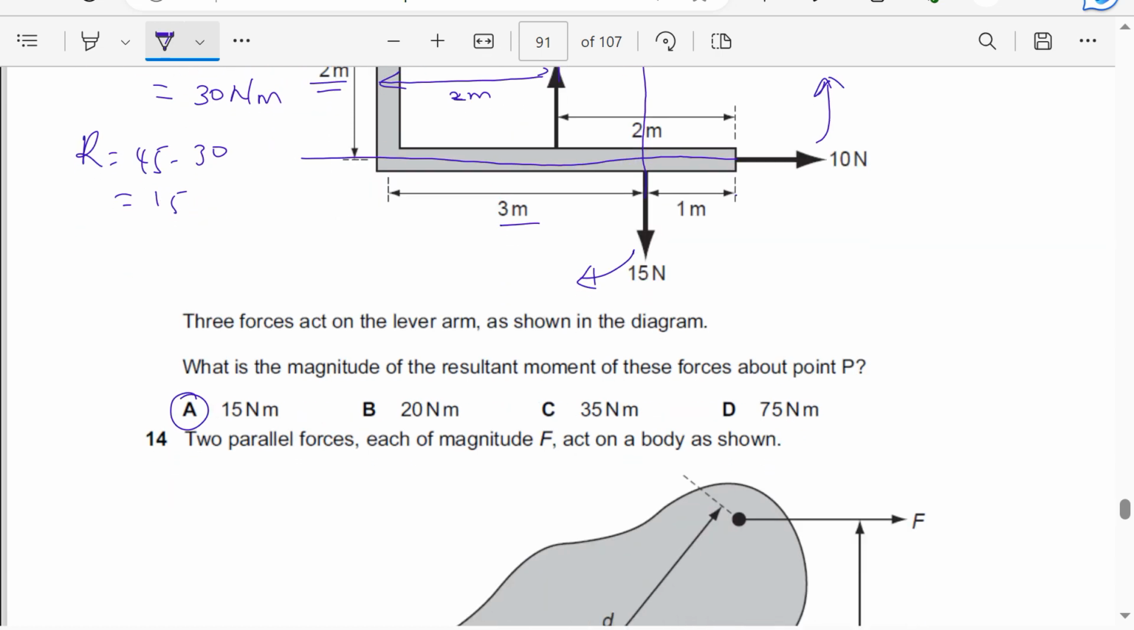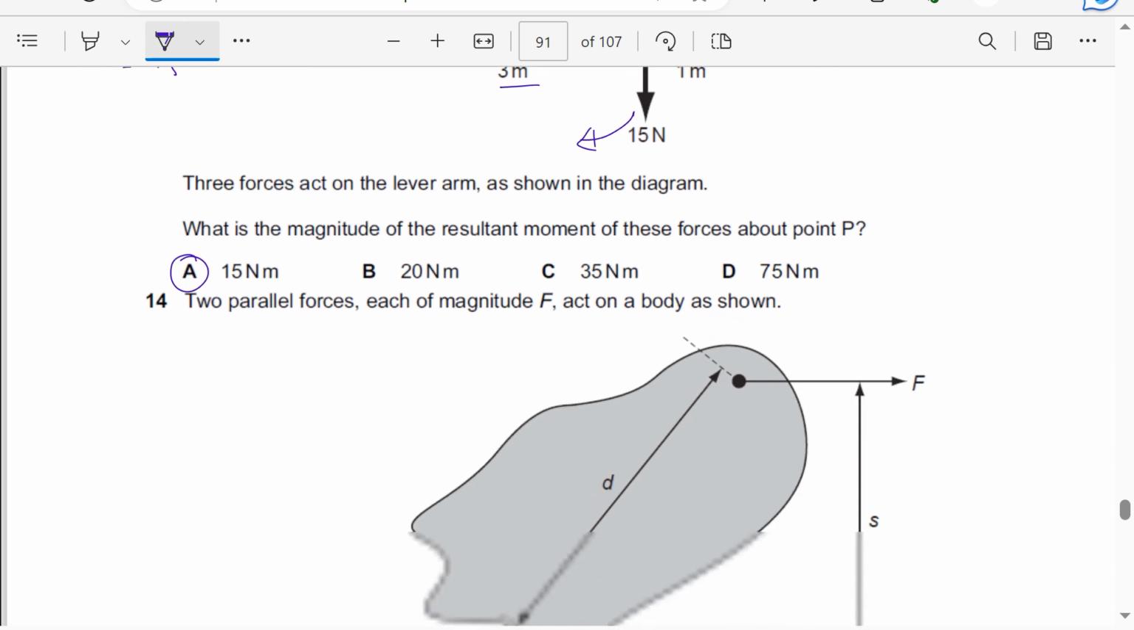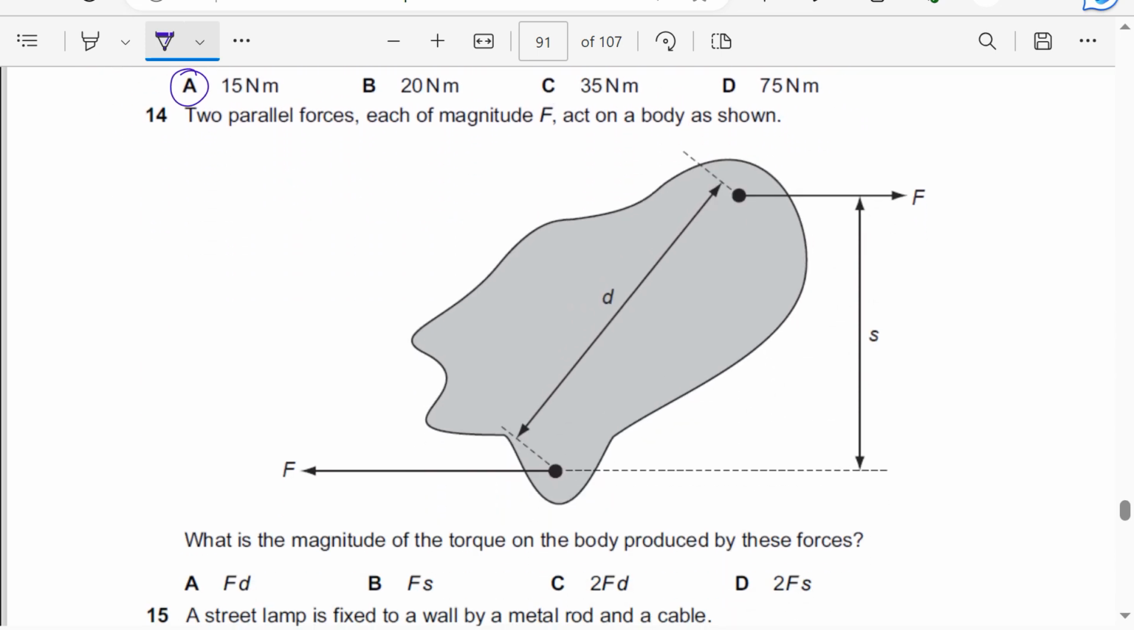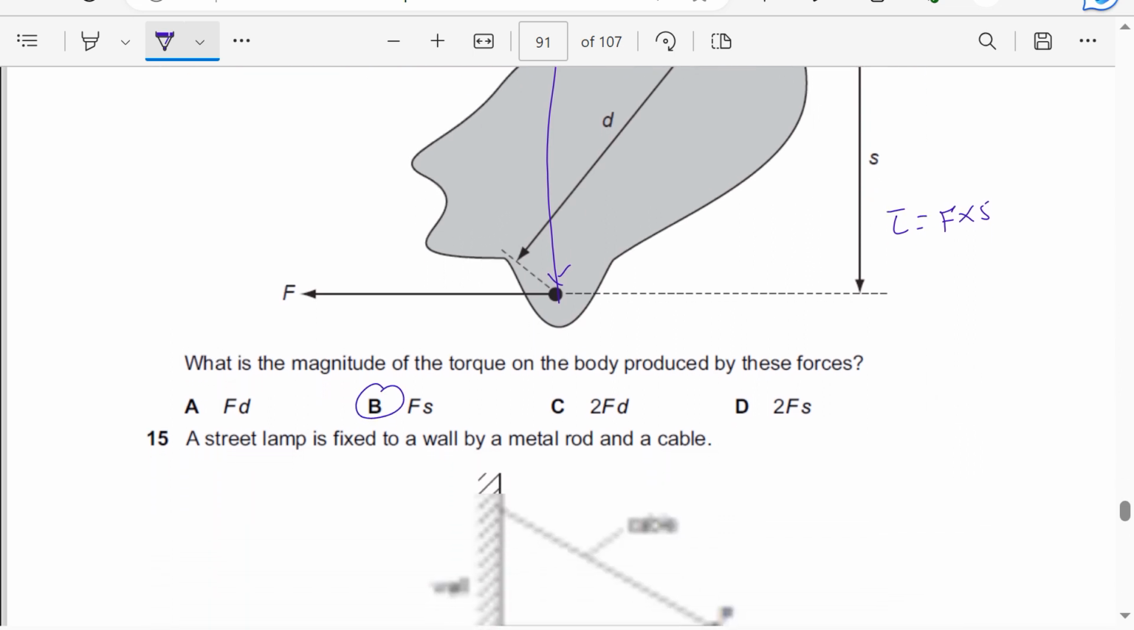Two parallel forces, each of magnitude F, act on a body as shown in the diagram. What is the magnitude of the torque on the body produced by these forces? Remember, torque is the product of one of the forces and the perpendicular distance between the two forces, and the perpendicular distance between the two forces is actually S. So it means the torque of this couple is going to simply be F times S. So the answer is F S, one of the forces and the perpendicular distance between the two forces.